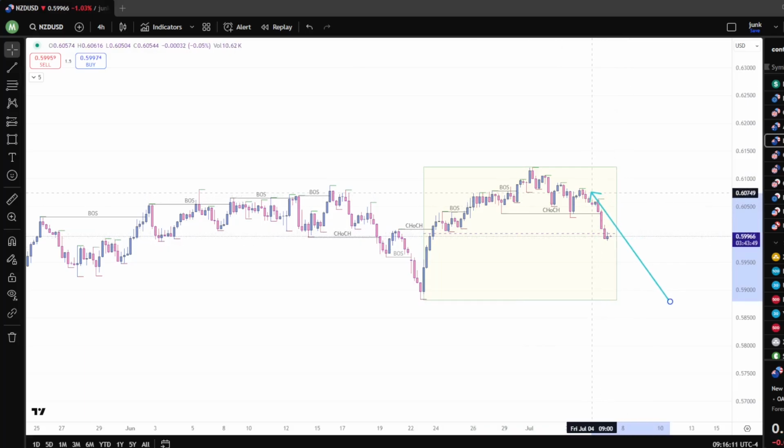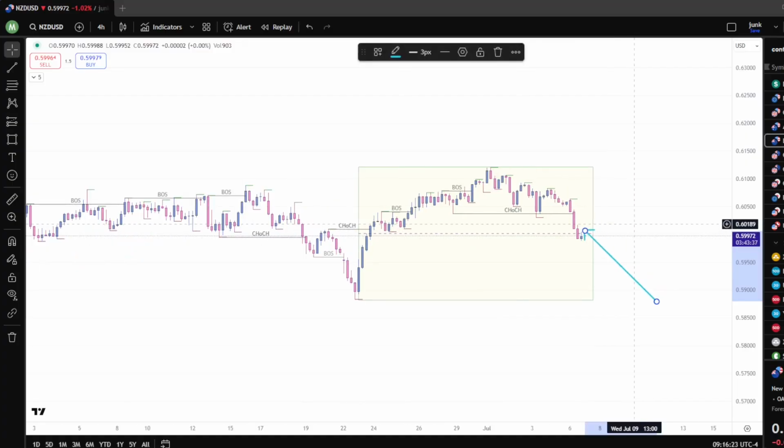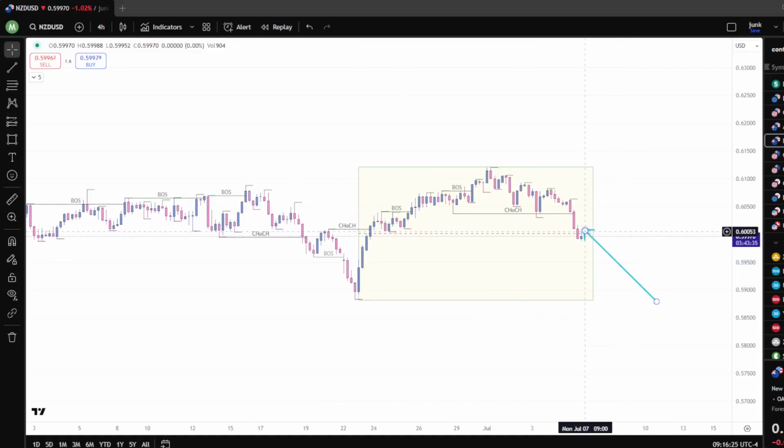If it does start taking out some of these highs, taking out some of this liquidity, and then targeting the highs of the overall range, since it did retrace back down into discount but, like I said, blew through this area of demand. So we're going to be looking for any type of buying opportunity for NZD USD, but buyers would have to show strength and start taking out some of these highs.